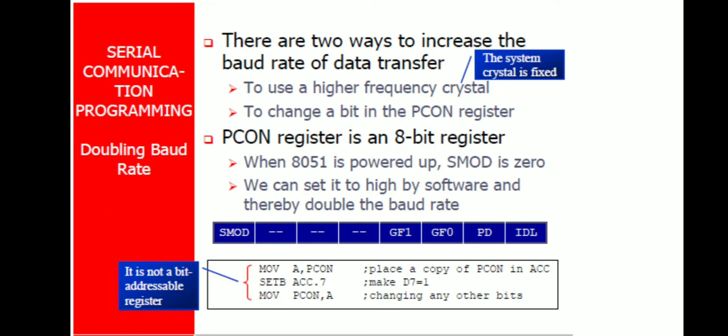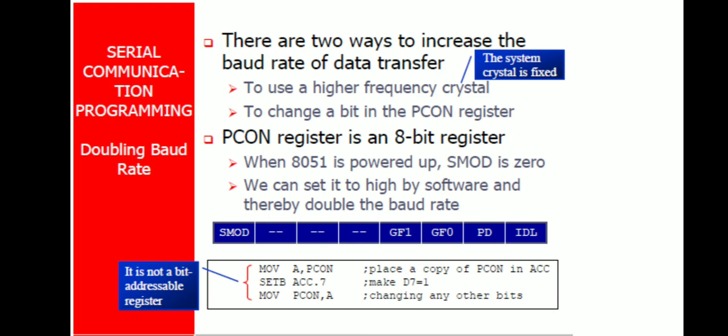Similarly, the baud rate can be doubled with the help of the PCON register. There are two ways to increase the baud rate or data rate: to use a higher frequency crystal or to change a bit in the PCON register. In such a way, we can double the baud rate of serial communication.